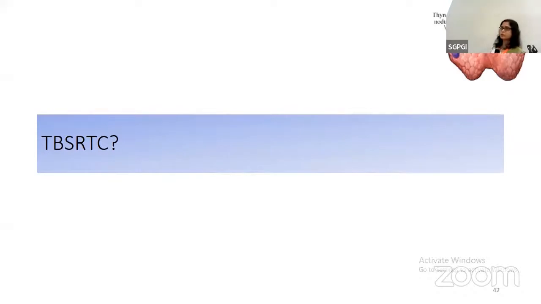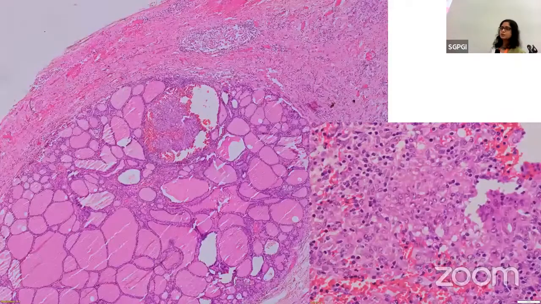Which type? Cytological atypia. So in a background of colloid, you're getting some atypical cells in a background of not only colloid, some benign follicular cells also, right? And not a very cellular aspirate. So you are correct. This was a case of adenomatous goiter with palpation thyroiditis.